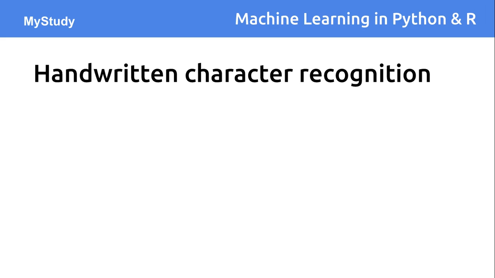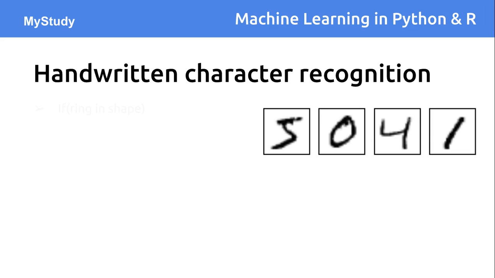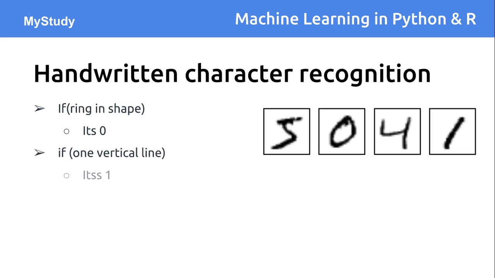One way we can go ahead is to write a loop: if there is a ring in the shape, it's 0, because that is our intuitive understanding since we started learning numerics. If there is only one vertical line, it's obviously 1. If there are two closed rings, it will be 8.